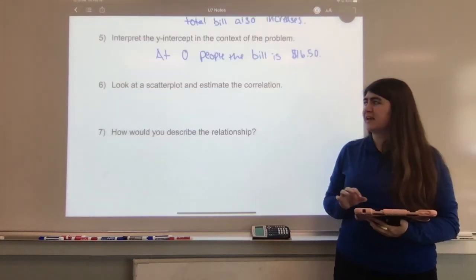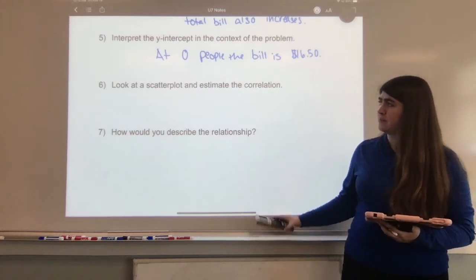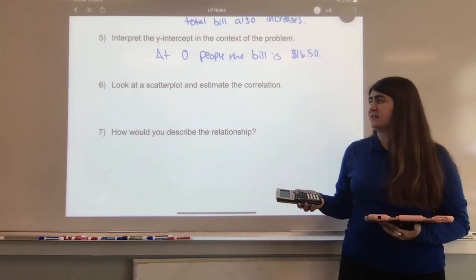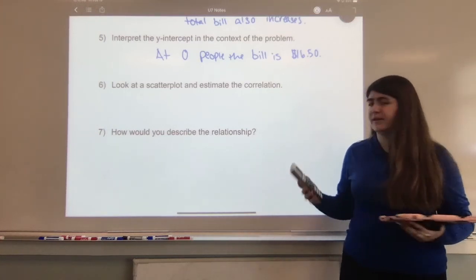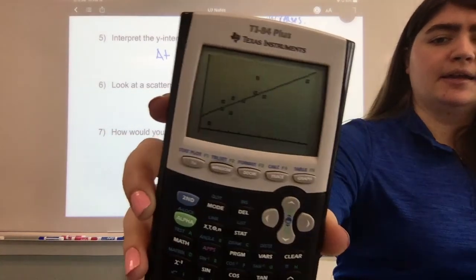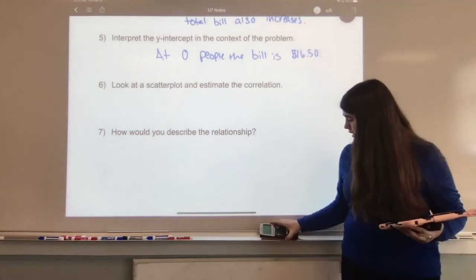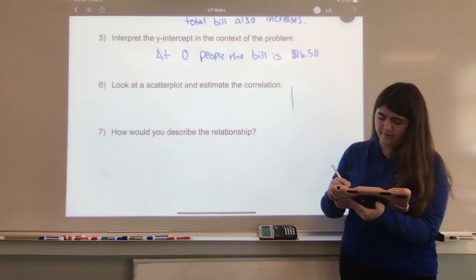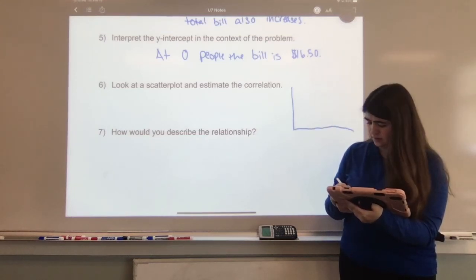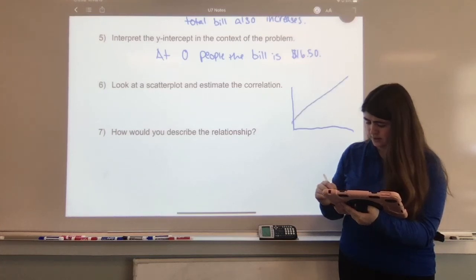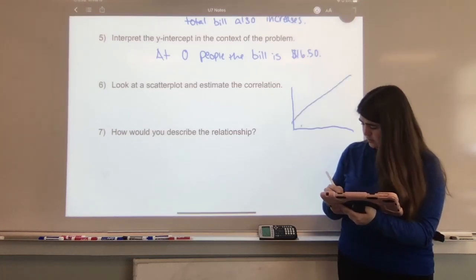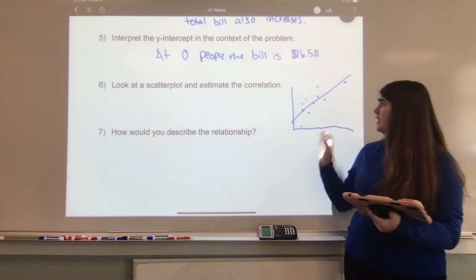Number 6 says, look at a scatter plot and estimate the correlation. So I actually already plugged all this data into my calculator and ran the scatter plot in the graph and the regression line on the graph, and it looks like this. I'm going to sketch it onto my paper here, and then we will estimate the correlation after that. So I have this graph. The line starts up a little ways, and it's on a steep incline, so it looks something like that. Then we had a data point down here, one really close to being on the line, one above the line, right there. We have another one close to the line, another one about there, one up here, and then one over here. So that is what our scatter plot looks like.